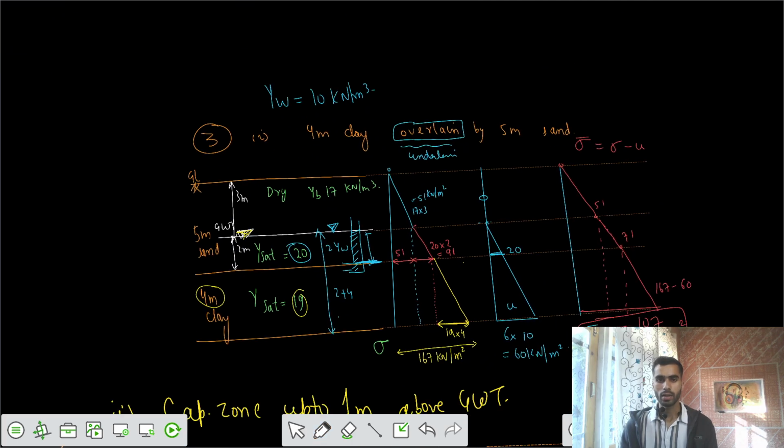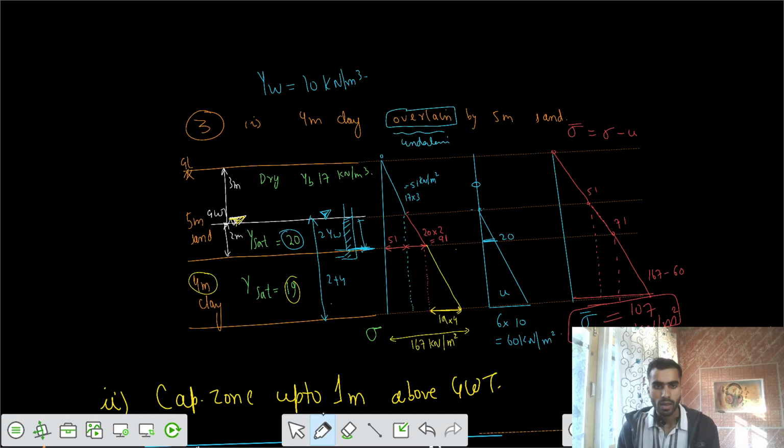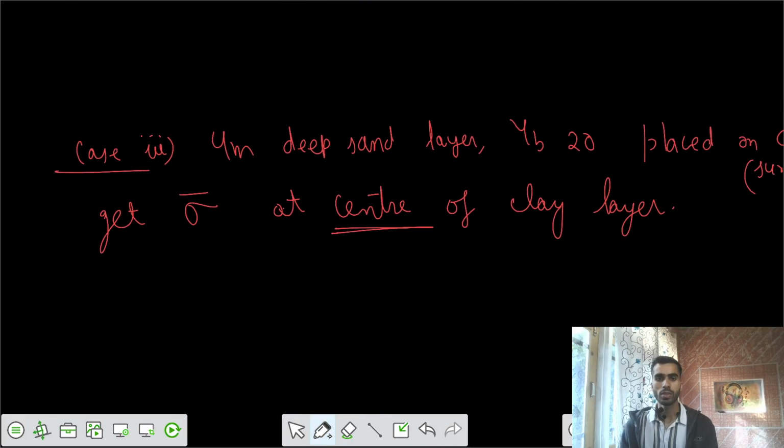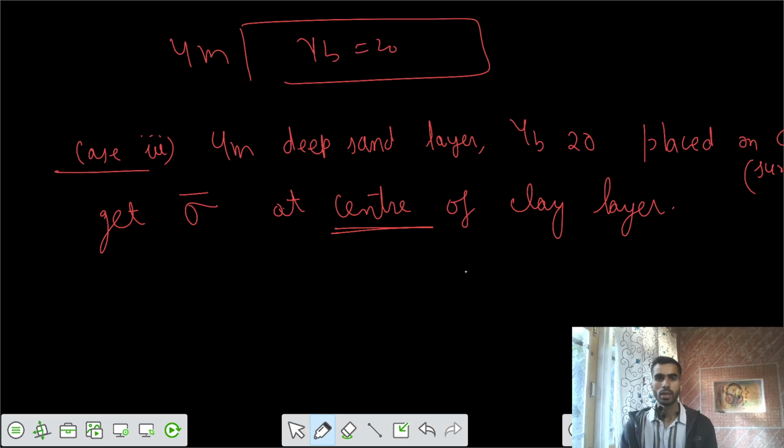So there is a clay layer. We have this 4 meter clay layer here. We have to get the effective stress at the center of that layer, somewhere here. But what is the condition? Because we have added how much? We have added a 4 meter sand layer of gamma bulk equals 20. So this would act as a surcharge now. I would say this would act as a surcharge for the center of your clay layer.